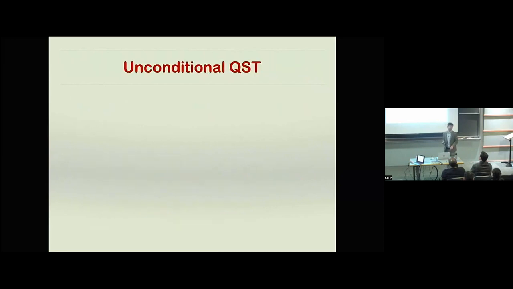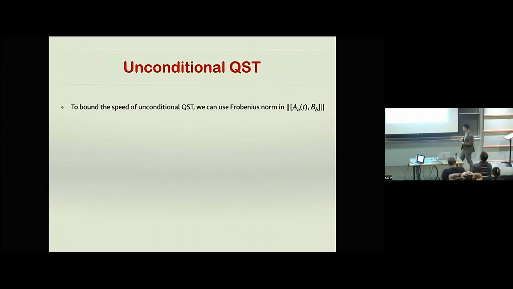Okay, so now I'm going to switch gears to the unconditional quantum state transfer, which apparently to me is more interesting because it's more useful from a quantum computing point of view. There's one way that we already know to improve the Lieb-Robinson bound for these cases: we can use the Frobenius norm in bounding this commutator.